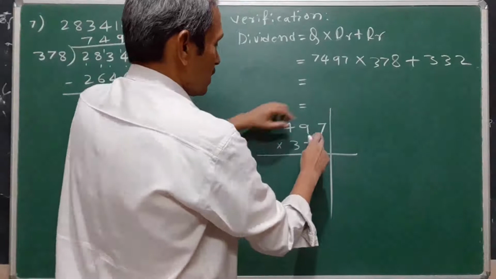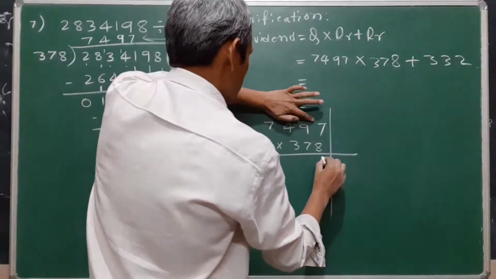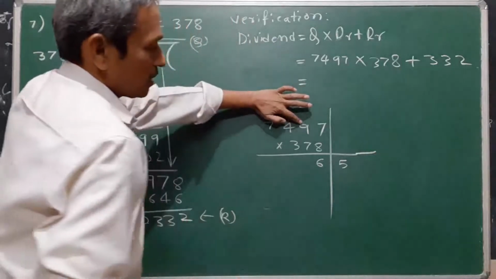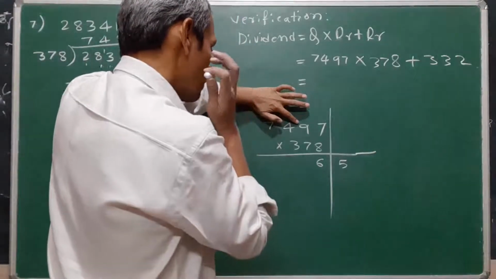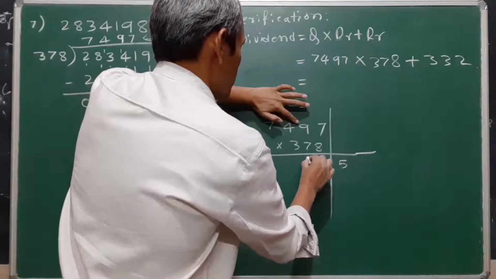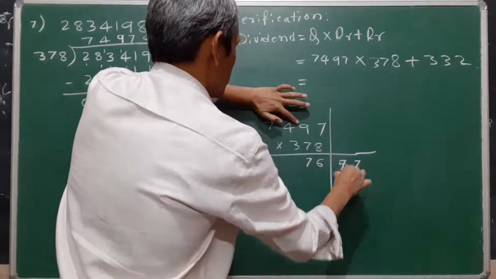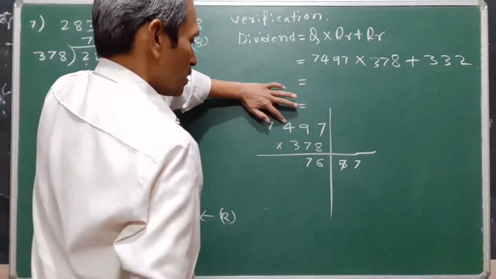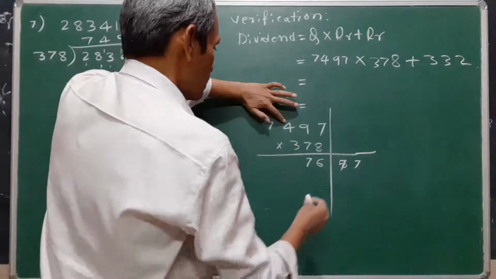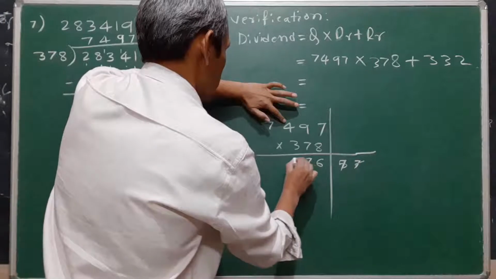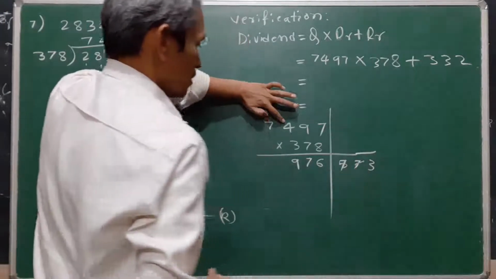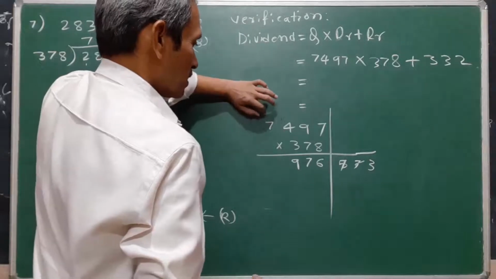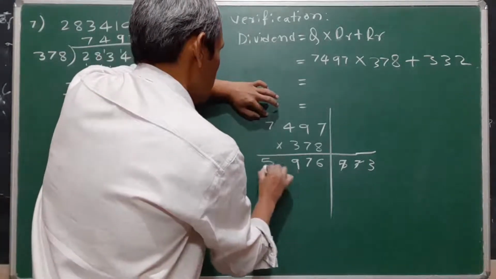So here 8 sevens are 56. 8 nines are 72. 72 plus 5, 77. 8 fours are 32. 32 plus 7, 39. 8 sevens are 56. 56 plus 3, 59.